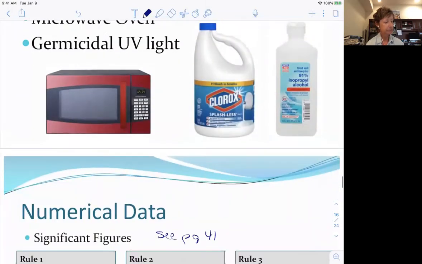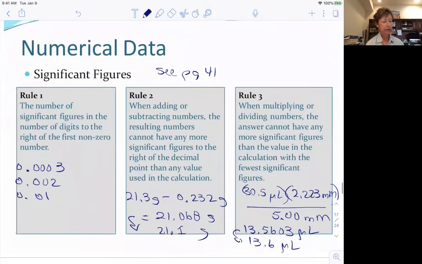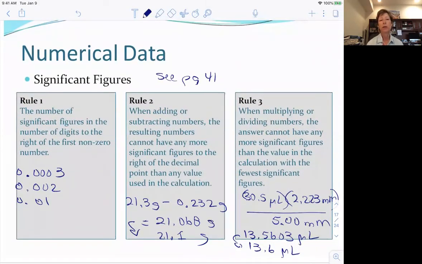So a little bit about numerical data. I don't want to go too much into detail, but you've probably already experienced a little bit of significant figures. When we write a number down, it's based on the instrument that I'm using to measure, or the material that I have to work with, in terms of how accurate I can measure that. So significant figures says that the first non-zero number to the right of the decimal point is a significant figure.